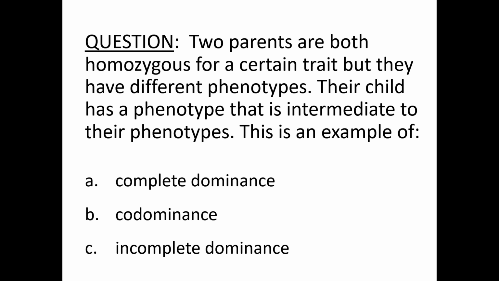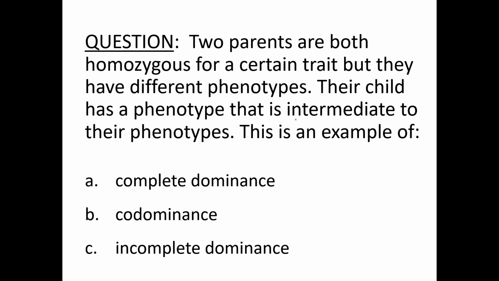Here's a quick question, so you can take a minute to pause your video, try to answer this question, and then we'll discuss it in just a second. Okay, so what this question is asking about is you have 2 parents who are heterozygous for a certain trait, but they have different phenotypes. Their child has a phenotype that's intermediate to their phenotype. This is an example of blank.